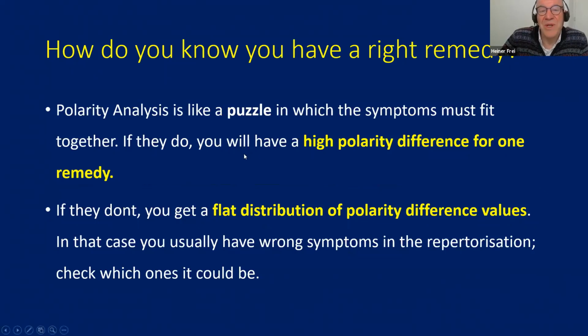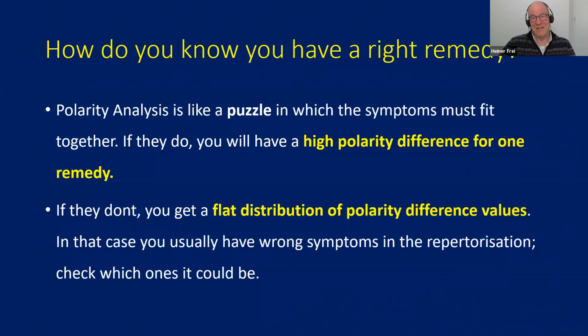Now, how do we know that we have the right remedy? Polarity analysis is like a puzzle. In this puzzle, the symptoms must fit together, and if they do, we have a high polarity difference for one remedy, an outstanding one, like we just saw in this case of infectious mononucleosis. If they don't fit together, we have a flat distribution of polarity difference values. None of the remedies has a high polarity difference. They have differences between 3, 5, 6, 2 points.